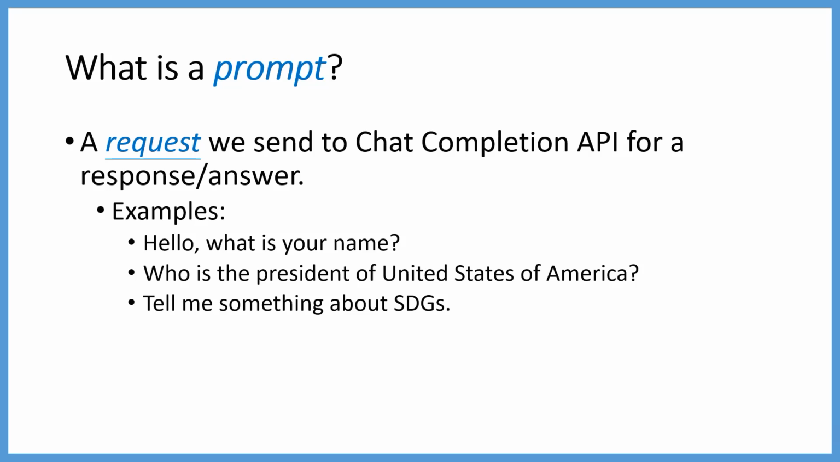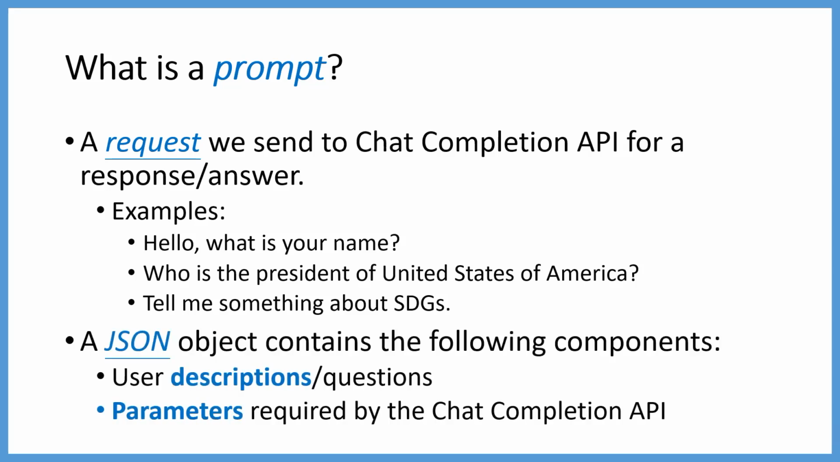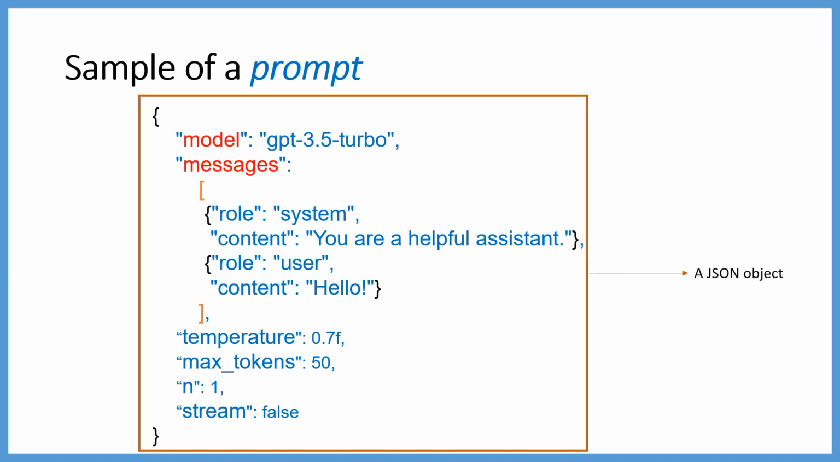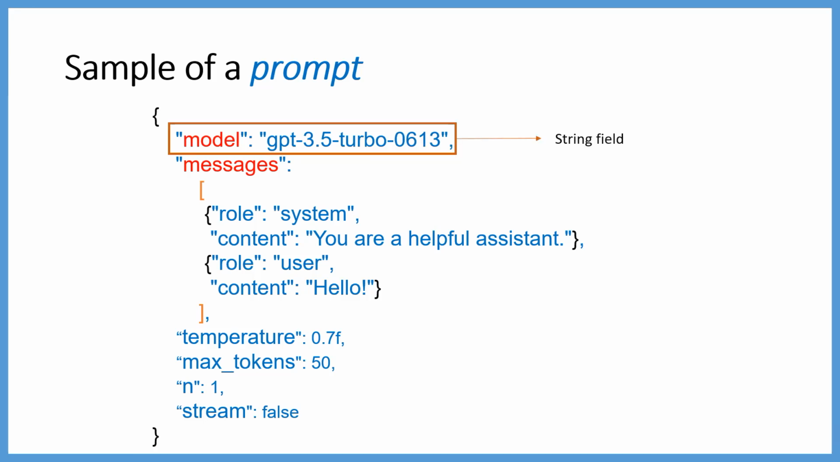In addition to that, the question sent to the API should be a JSON object. This object contains the request string and some parameters required by the API. If you don't know what a JSON object is, that's fine. Let's take a look at an example. This is a sample of a prompt JSON object. The outer curly braces represent a single JSON object. Inside this object, there are 6 key value pair parameters. Fields I marked in red color are required parameters. The others are optional.